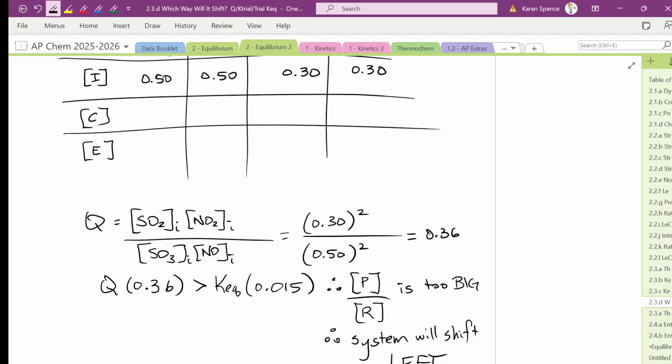And once you've got whether it's shifting left or right, that allows you to put your pluses and minuses in the right places in the change. In this case, it is shifting left. So you should have pluses on the left side of your table and minuses on the right, or product, side of the table.